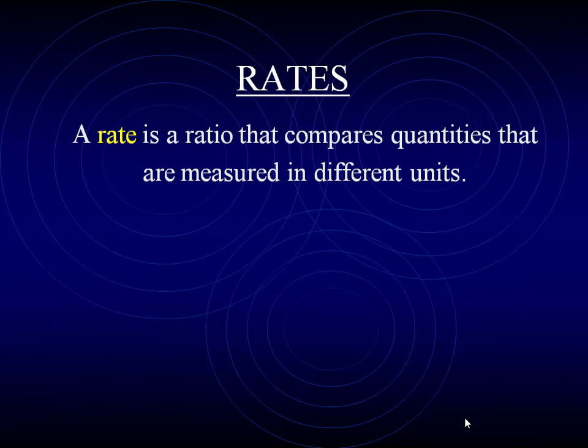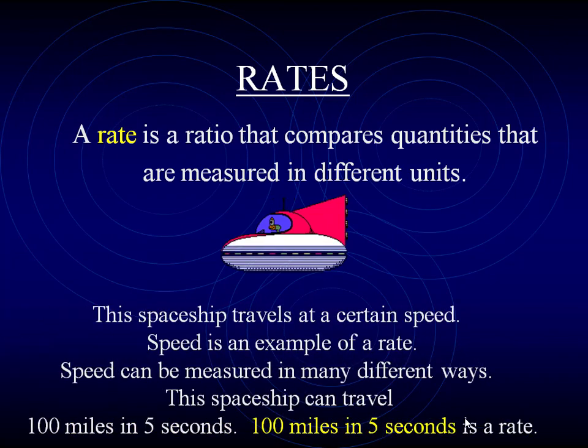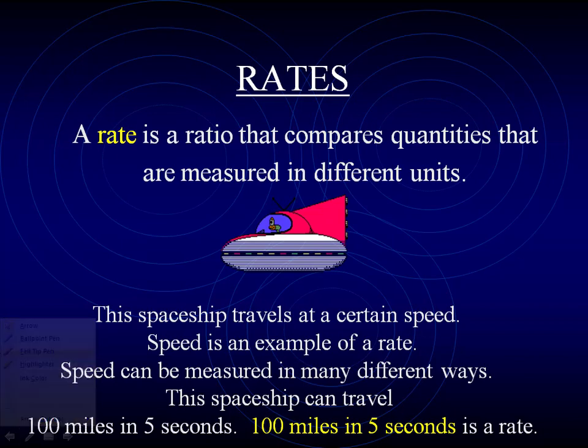Okay. What's a rate? A rate is a ratio that compares quantities that are measured in different units. Again, what's a rate? A rate is a comparison between quantities that are measured in different units, and I want you to take care about the word different, because the two quantities in a rate are different, but in a ratio the two quantities must be similar.